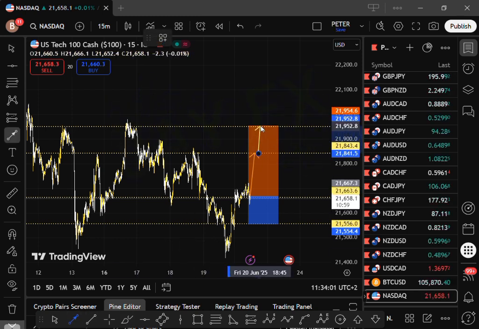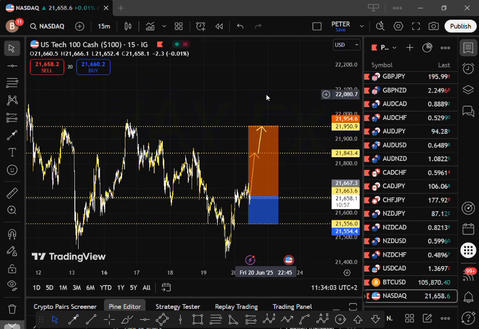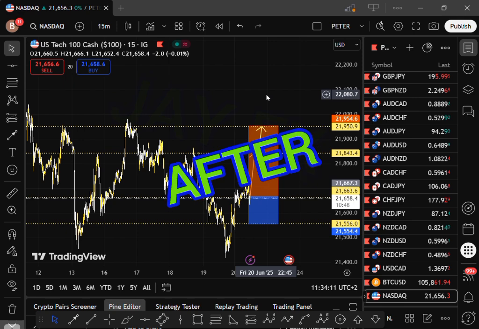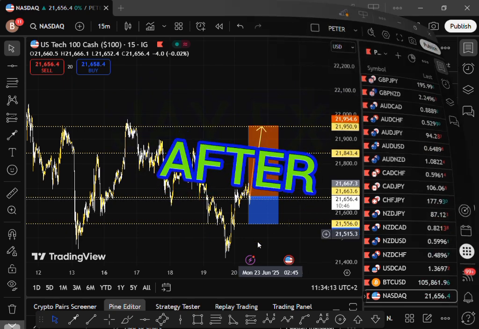I have already pressed the buy, Nasdaq buy. I have already bought Nasdaq. So let's wait and see what is going to be our result.